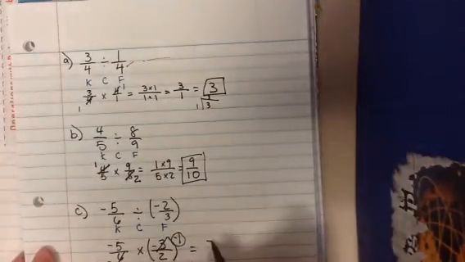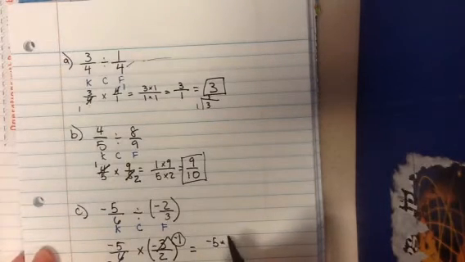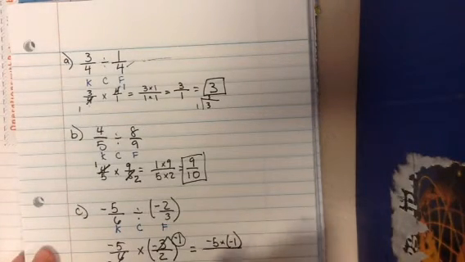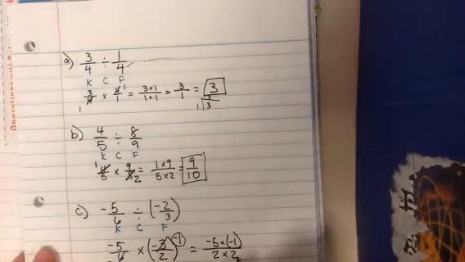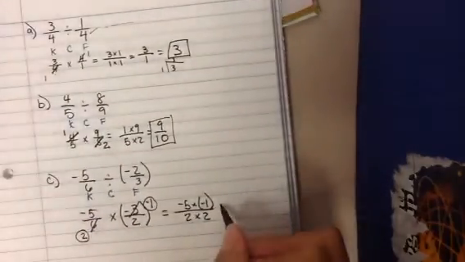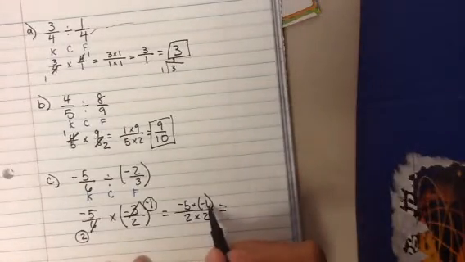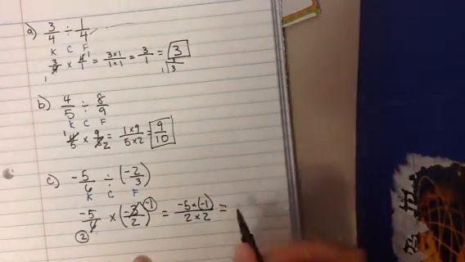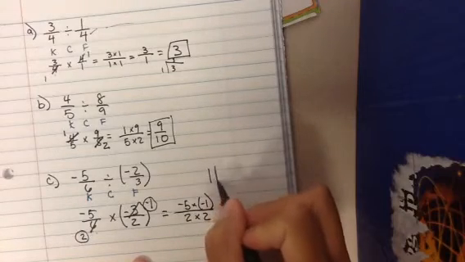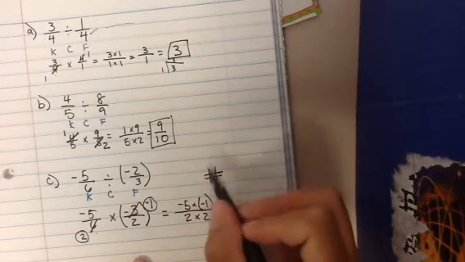-5 times -1 is what we're multiplying for our numerator. 2 times 2 is what we're multiplying for our denominator. When we multiply -5 by a -1, a negative times a negative is a positive. If you want, you can do your tic-tac-toe board on that.